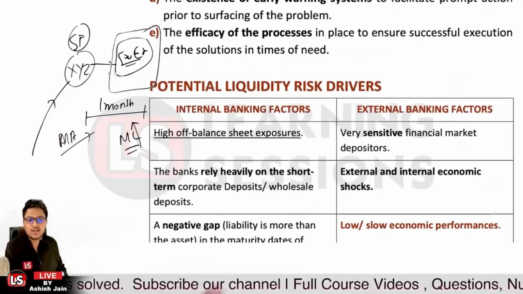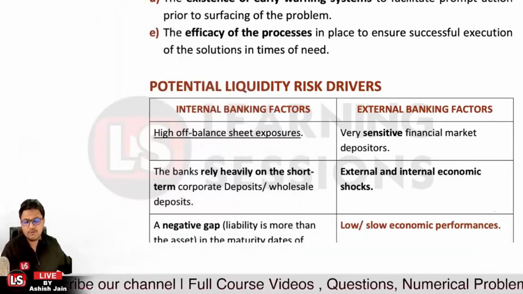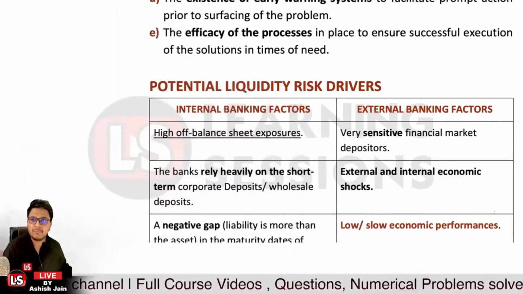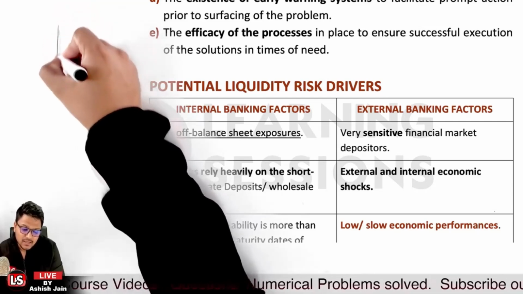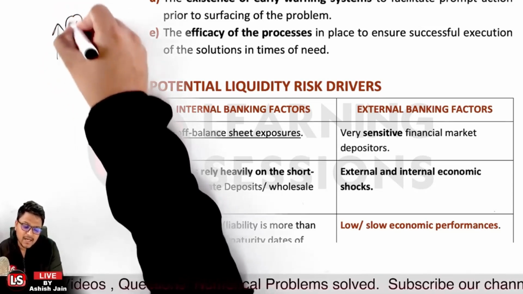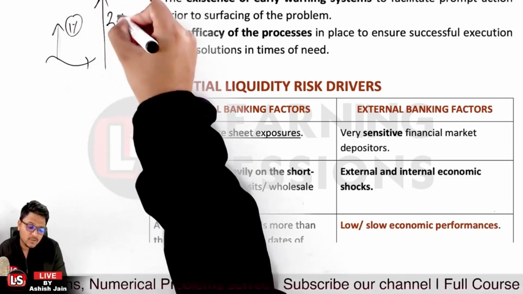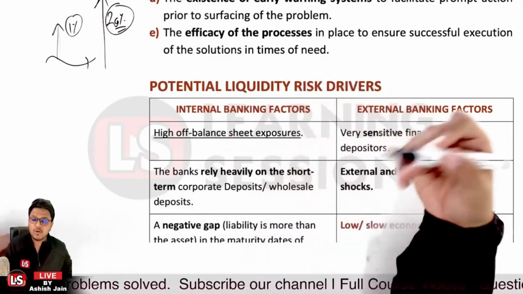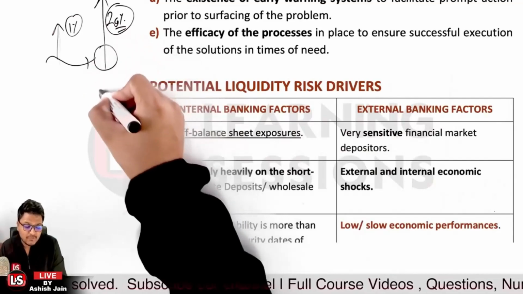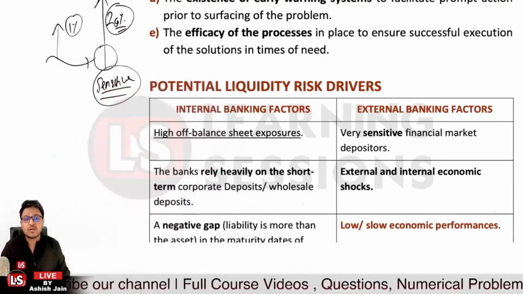Now let's have a look at the external factors. First of all, if your liquidity is very sensitive to market depositors, say the market interest rate increases by 1% and your liquidity is affected by 20%. Okay, 20% it is affected. That's the case where your liquidity is quite sensitive to the market position. Definitely that's not required at all.